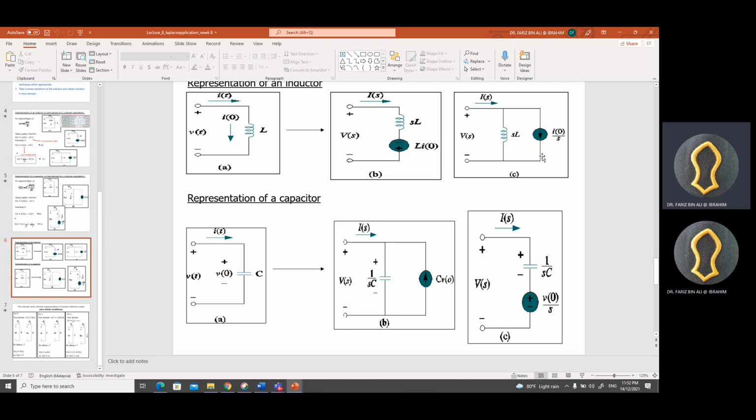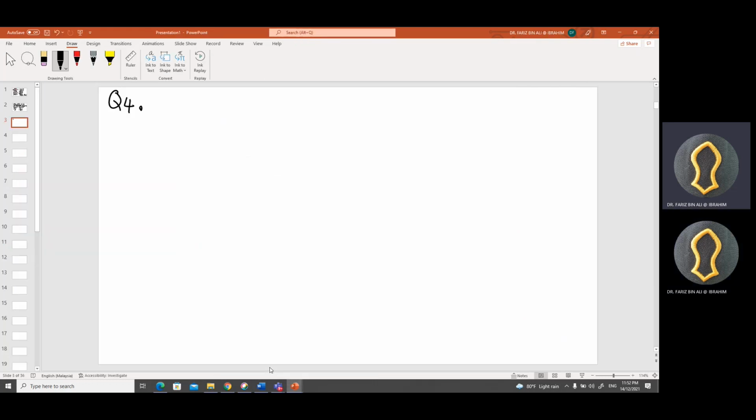And then for the capacitor, you can choose either this picture or this. But I think I want to choose this C. So we have the initial voltage, and the initial voltage is given as 5 volts. So this V naught is 5 volts, so it's going to be 5 over S. All right, so let's draw together.